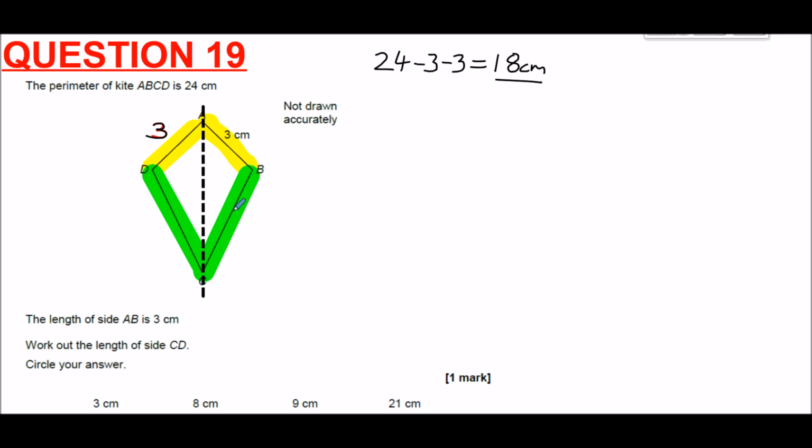And because these are opposite and equal, that 18 will be divided equally between these two green sides. So 18 divided by 2 will be 9 centimeters. So this one's 9, and that one's 9. And as a double check, what you can do is add up all these 4 lengths, and you would get back to 24. And so the one we need to circle is that the side CD, this one here from C to D, is 9. So we need to circle 9, because that's our answer for this one.